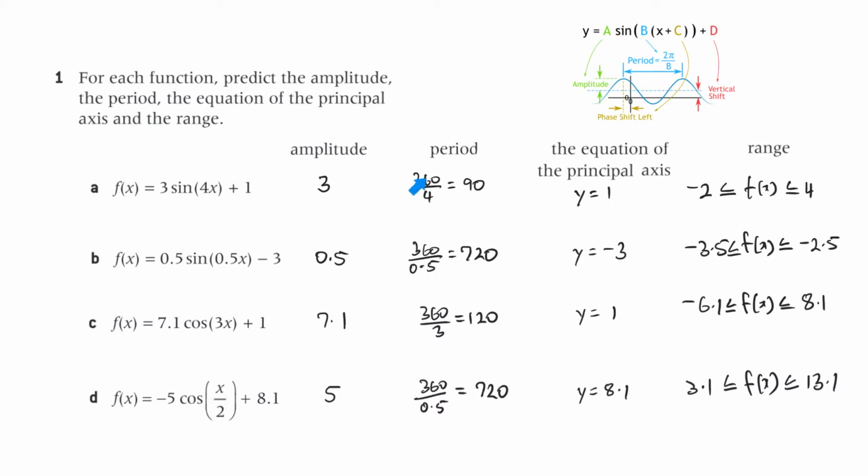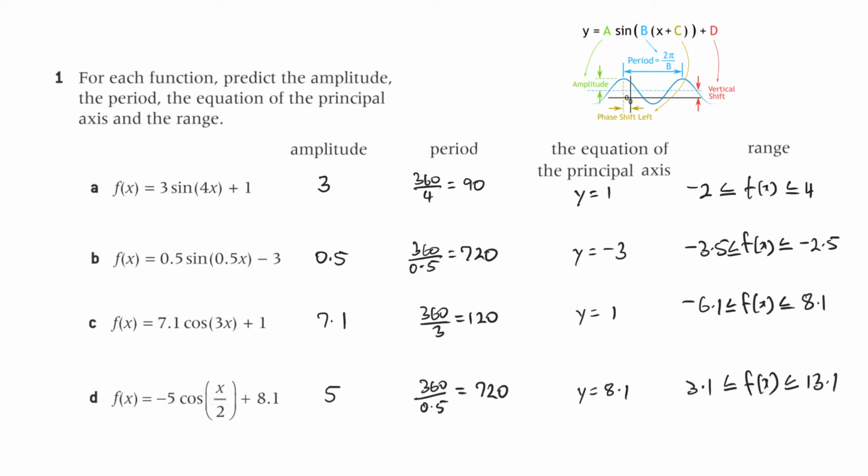The period is 360 divided by 4, because it's 360 divided by B, and B here is 4. It's 360 divided by B, which is 0.5 on the bottom there. It's 360 divided by 3, that's B, and 360 divided by, in this case, a half, so 0.5.